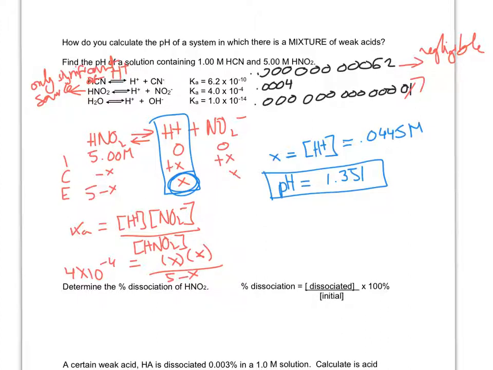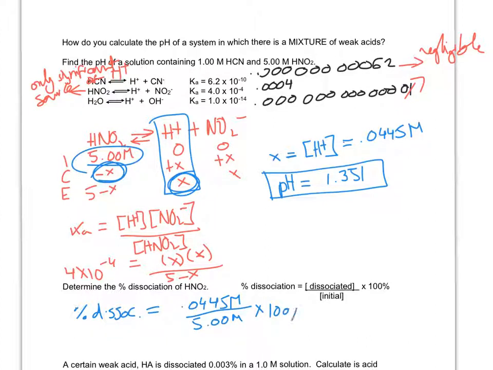Now, what if I want to calculate the percent dissociation of HNO2? We just did it in the previous problem, so you would say percent dissociation is going to be how much dissociated, which is my X, which in this case is 0.0445 molar, divided by my initial, which is 5 molar, times 100%. That doesn't even give you 1%. That gives you like 0.89%.